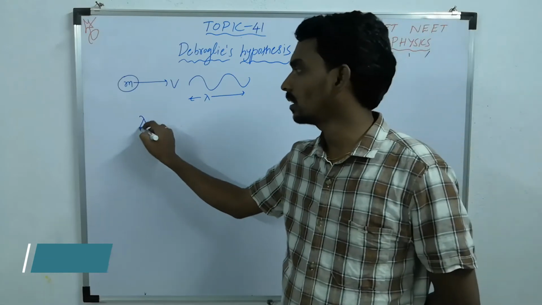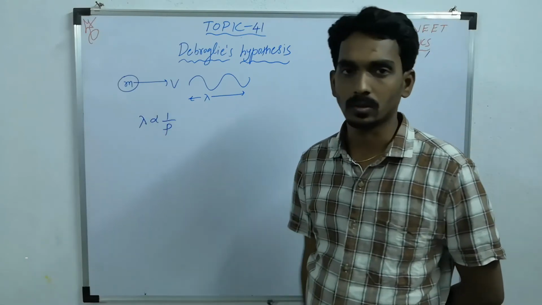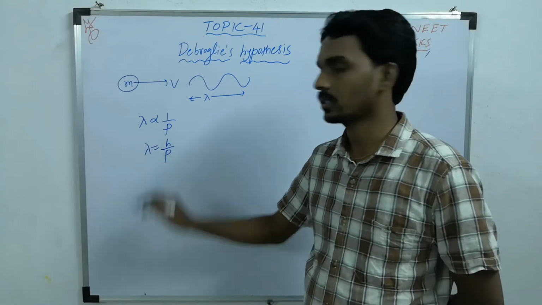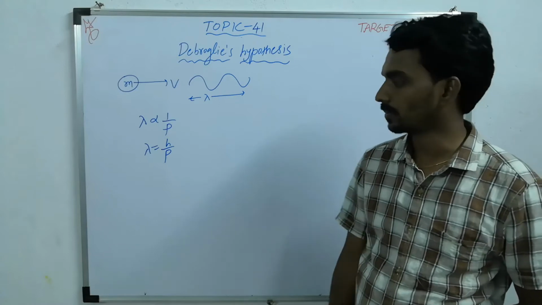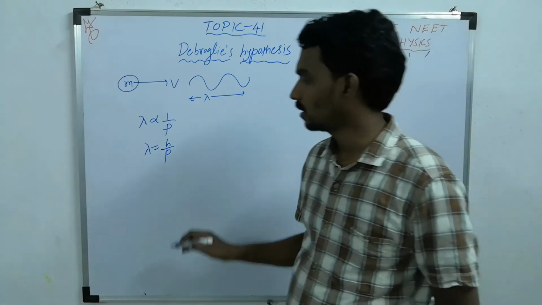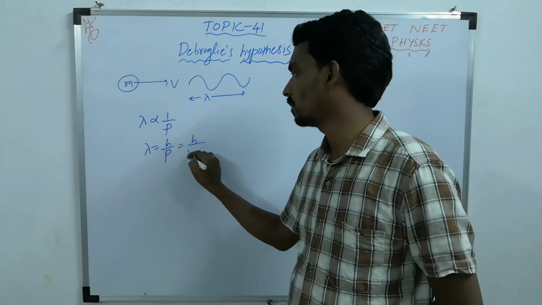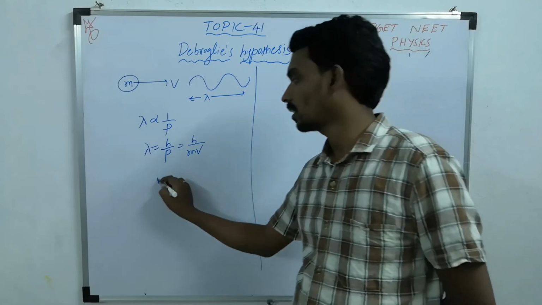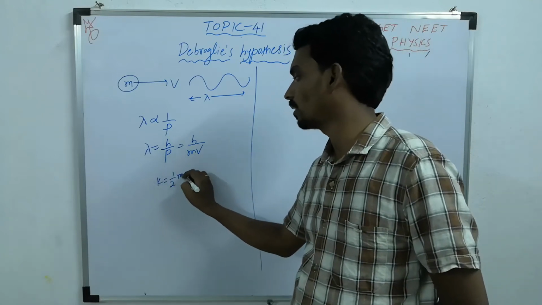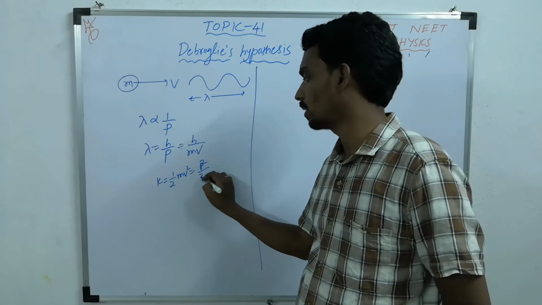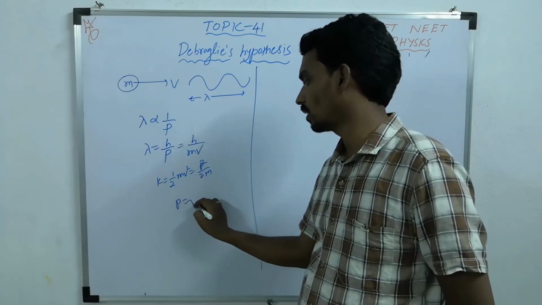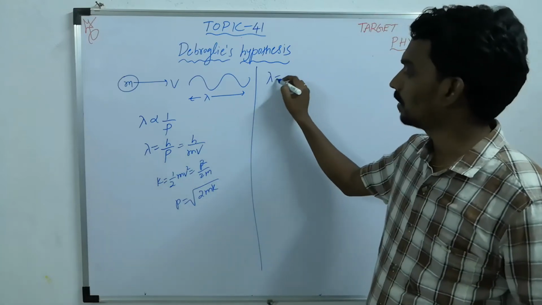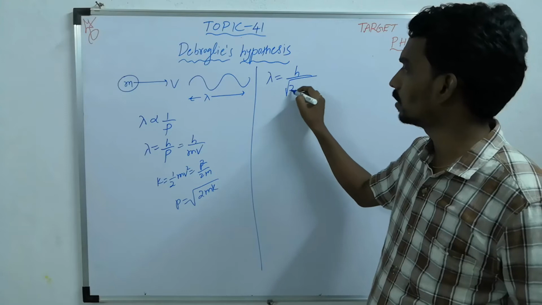He said that lambda is inversely proportional to linear momentum, and the proportionality constant is h, so lambda equals h by p. Here you can write h by mv. Or kinetic energy equals half mv square, which equals p square by 2m. Then p you can write as under root 2mK, so the wavelength will become h by under root 2mK.